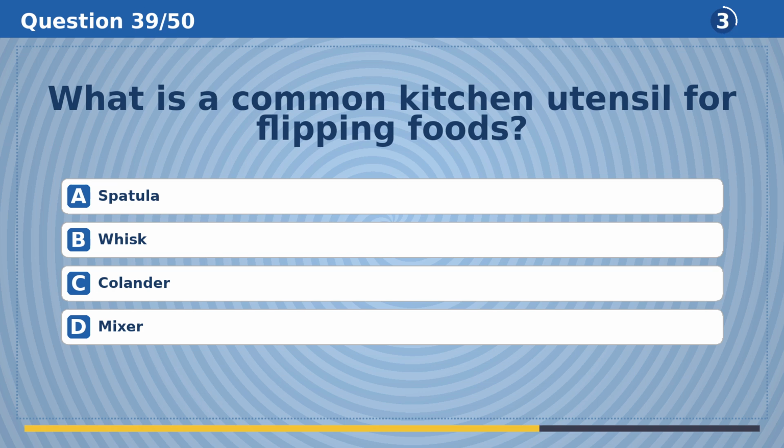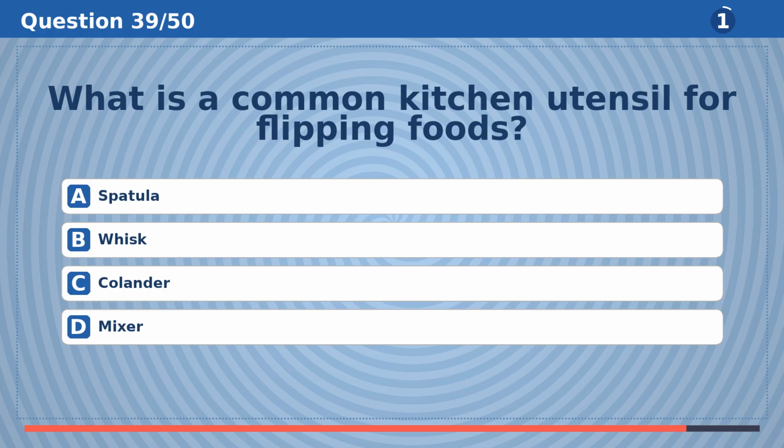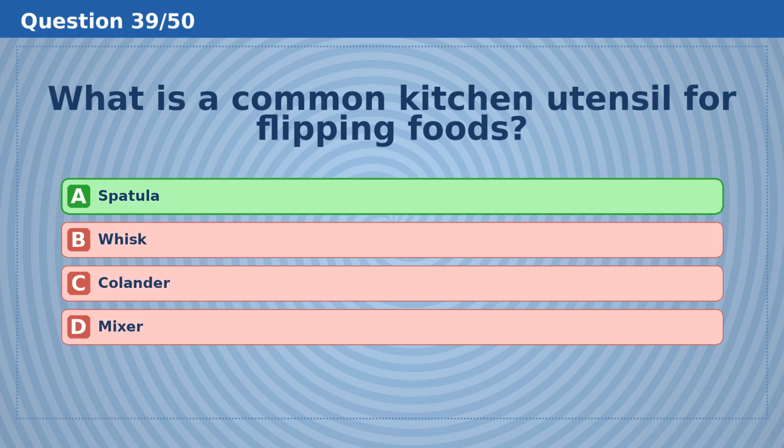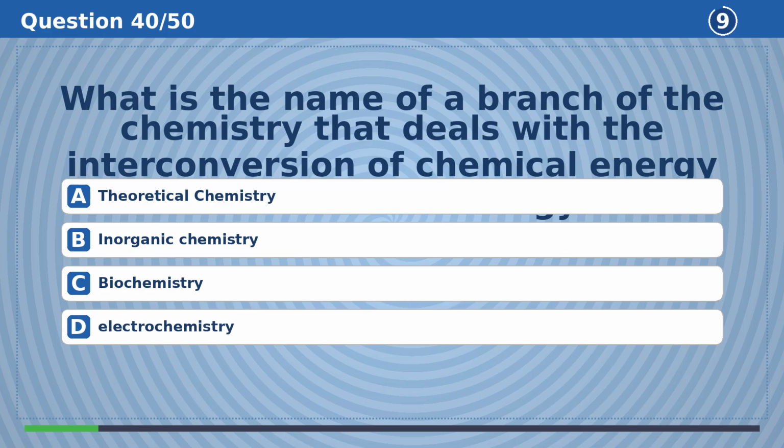What is a common kitchen utensil for flipping foods? The answer is A. Spatula.